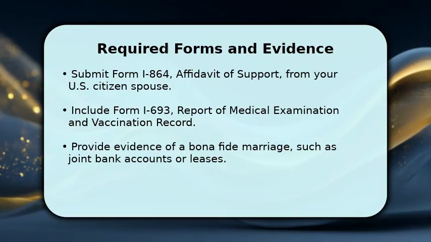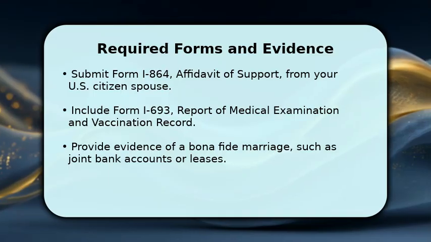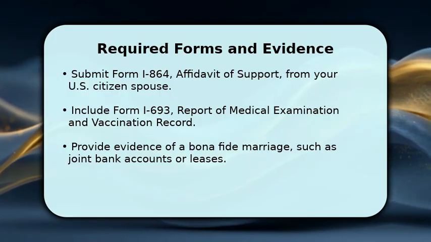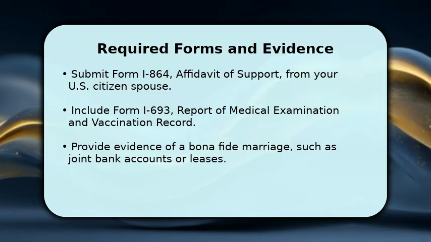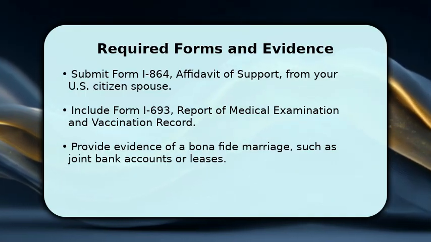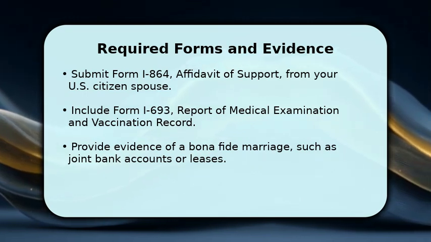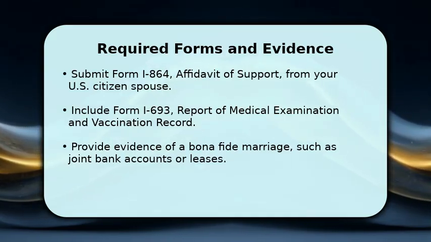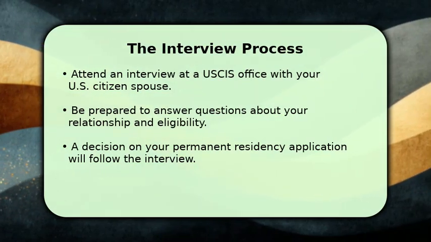Beyond Form I-485, you'll need to include several other critical documents. Your U.S. citizen spouse must file Form I-864, the affidavit of support, demonstrating they can financially support you. Also, ensure you have an up-to-date Form I-693, the report of medical examination, completed by an approved civil surgeon. Don't forget to provide strong evidence of your marriage's authenticity, like shared financial accounts or property leases, to prove it's bona fide.